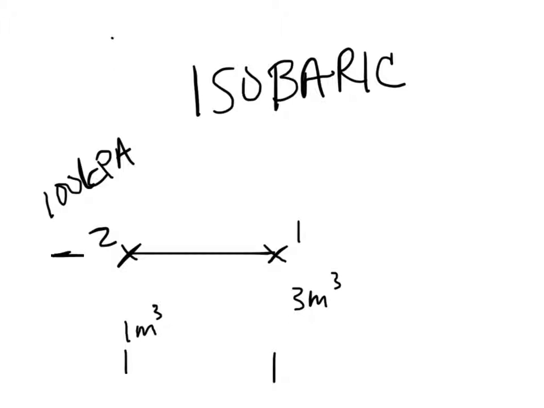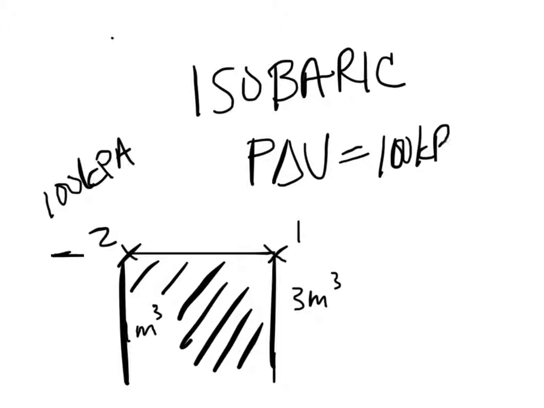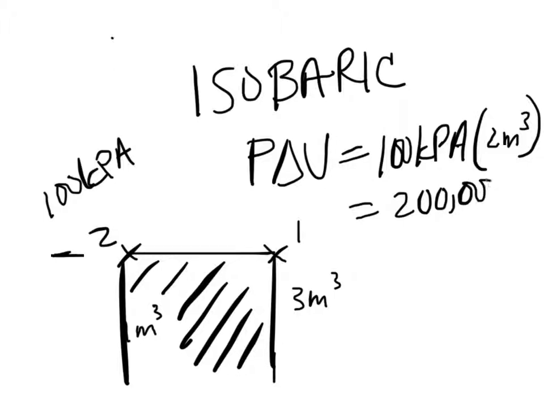So if I were to ask myself, is there work being done? There's a couple of ways to answer that, and they both say yes. The way we've always done it is to say, well, is there pressure times the change in volume? And you'll say, yeah, there definitely is. There's 100 kPa. There's a change in volume of 2 cubic meters. And is there work being done? Yeah, there's no doubt about it. This is going to be 200,000 joules worth of work that was done.